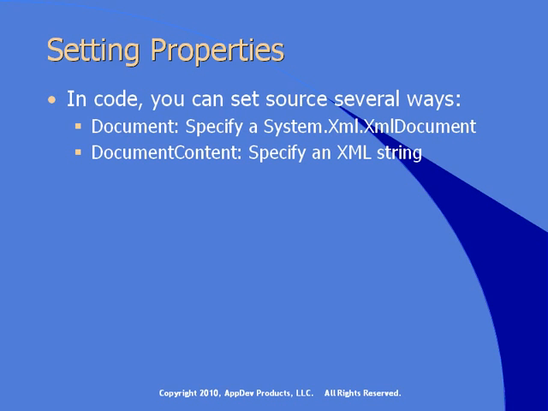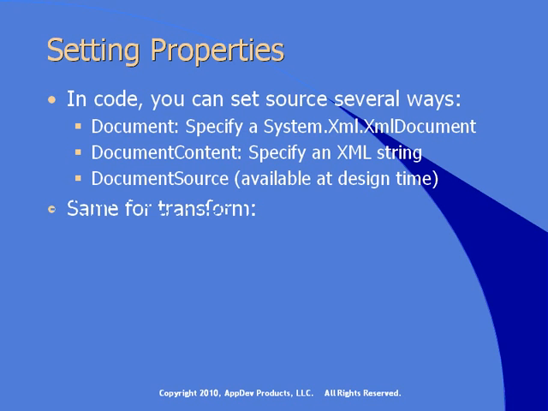Someone might hand you an XML string, for example, like I mentioned before, the results of calling a web service. And in that case, you can just take that XML string, stuff it into the document content property, and you're ready to roll. Document source, that's the only way you can do it at design time. That lets you specify the name of a file. The other two, document and document content, you can also set in code. Actually, you can set all three in code. You can only set the document source property at design time.